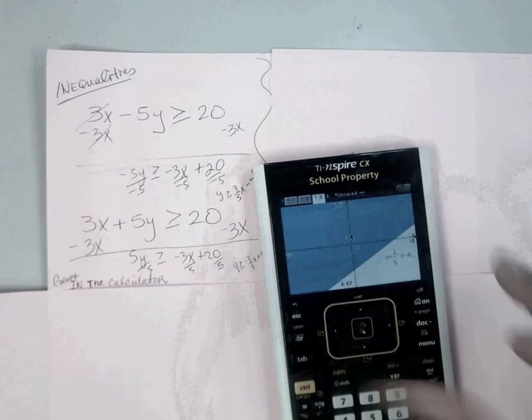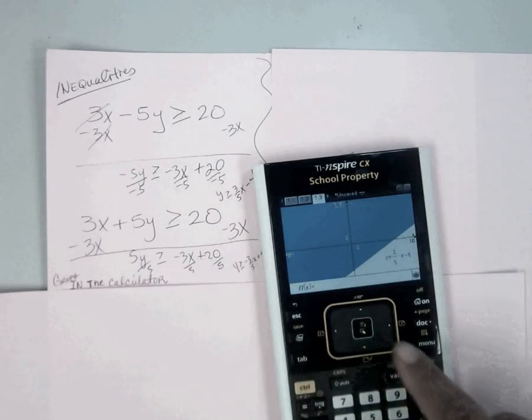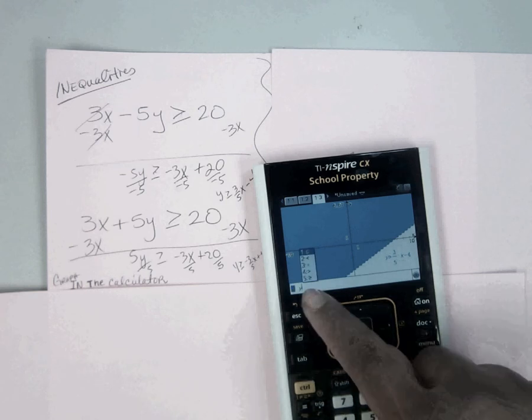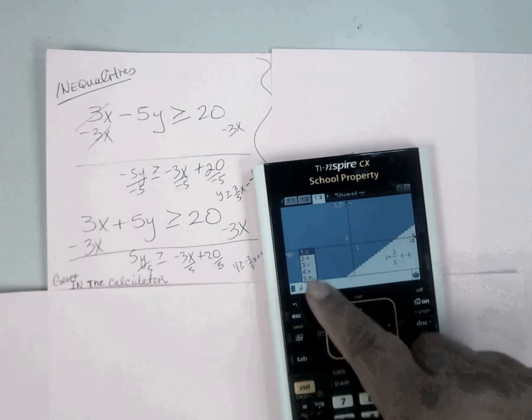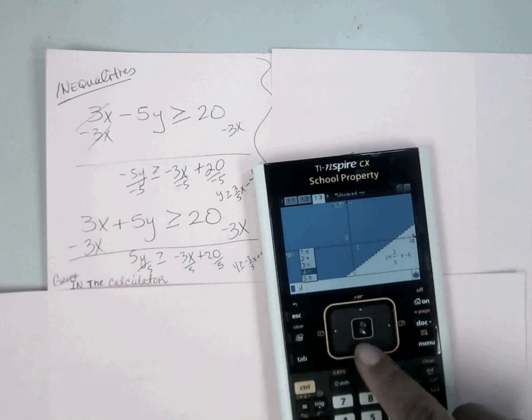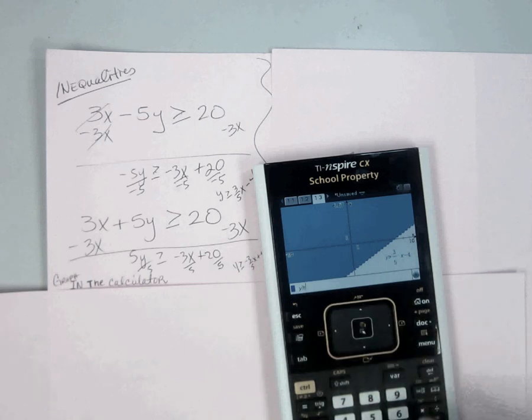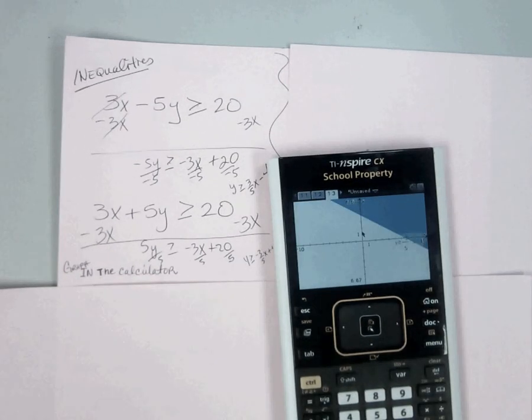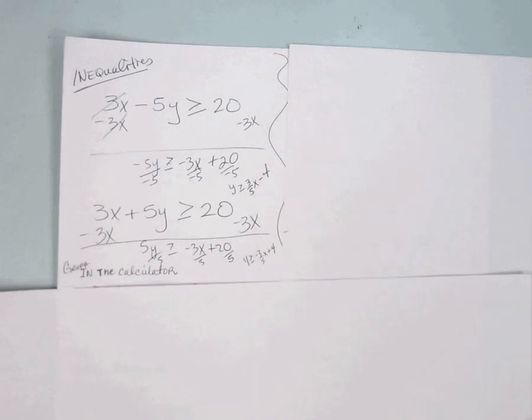And we can do that. Tab. And I'm going to take that out. Remember, when you delete the sign, it gives you the menu, so I can change it to greater than or equal to, and then negative 3 divided by 5x plus 4, enter. And look at that. Okay? All right. Moving on.